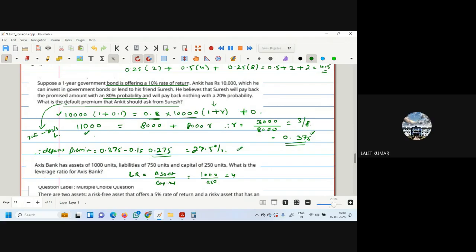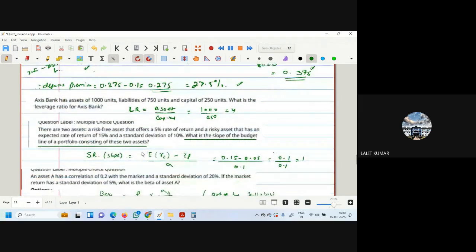Yes. Okay. Next one is Axis Bank has assets of 1,000 units, liabilities 750, capital 250. What is the leverage ratio of Axis Bank? So leverage ratio is nothing but your asset over capital. So we calculate it, it is 4.